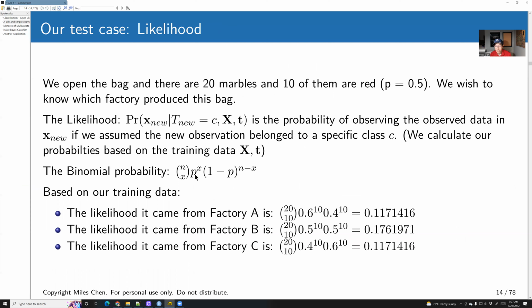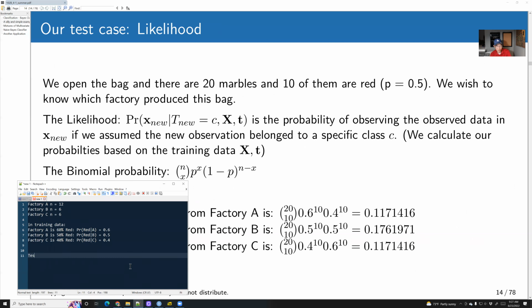So what we want to do is look at our test case, the one bag that we have. We have 20 marbles, 10 are red. That's what we've got. 20 marbles, 10 are red, and the question is, which factory did it come from? This is the Bayes classifier here. In our training data, factory B is 50% red. So we go, oh, my test case is 50% red, so maybe it comes from factory B.